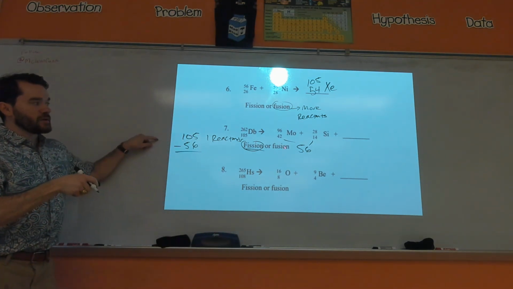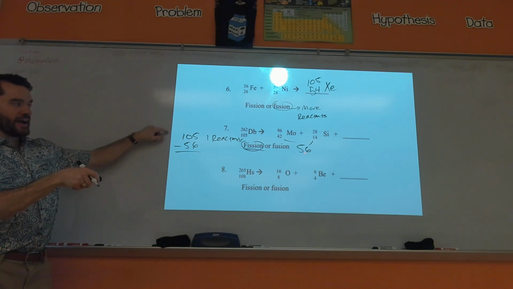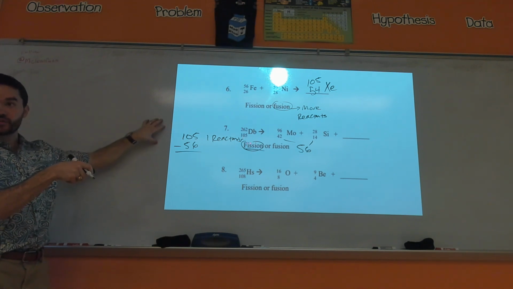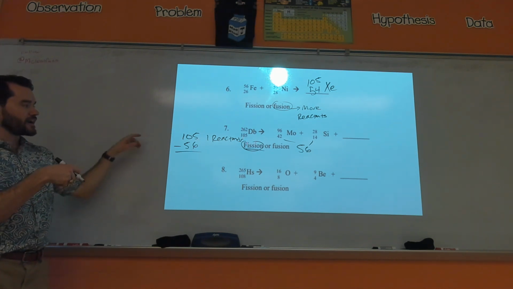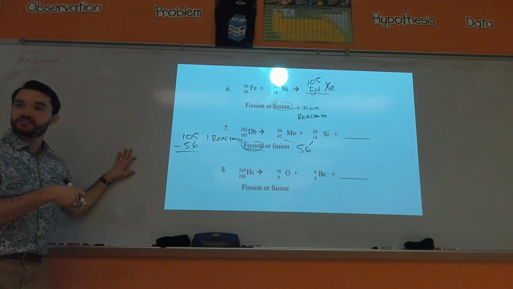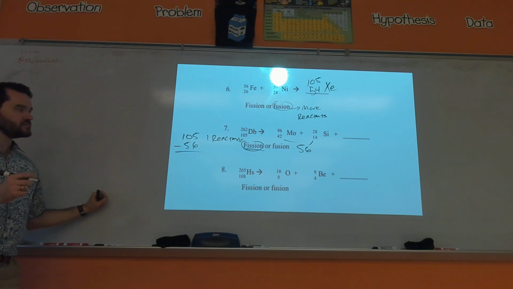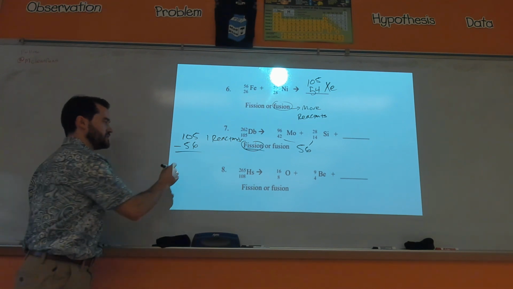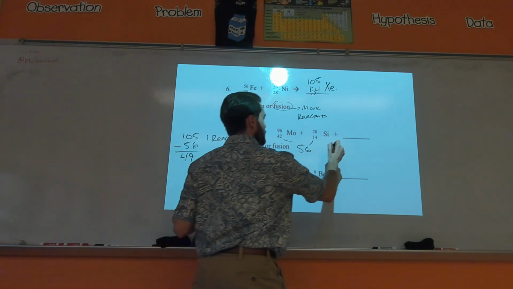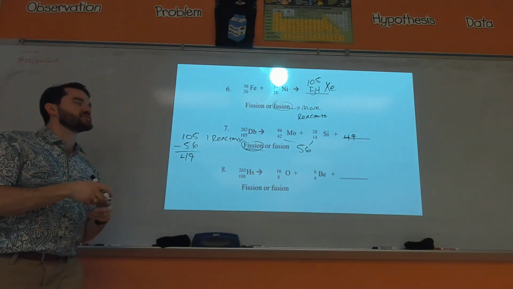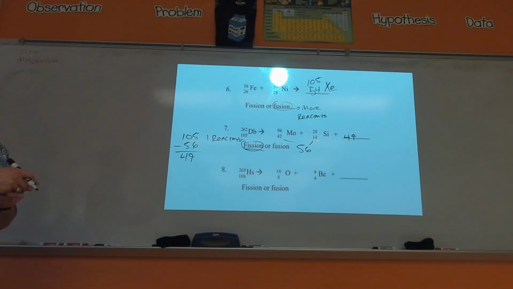Okay, so yeah, add up your atomic numbers. So that adds up to 56. 42 plus 14 is 56. Subtract that from the atomic number that you start with over on the left side. 105 minus 56 is 49. Mathletes? You know what I'm saying? Okay, so 49, that's your atomic number. Because again, repeat it back to yourself: 49 plus 14 plus 42 equals 105.